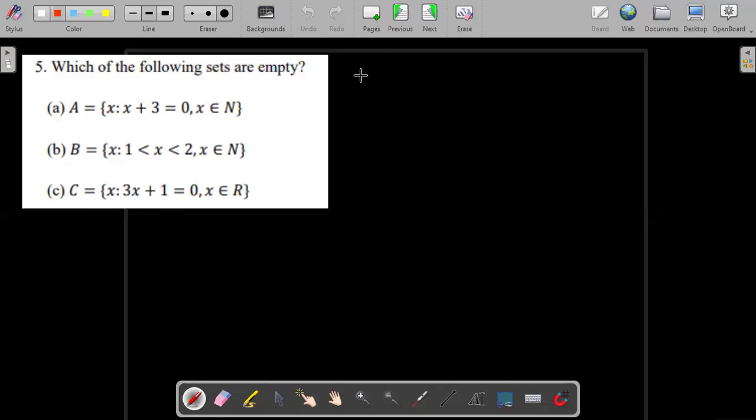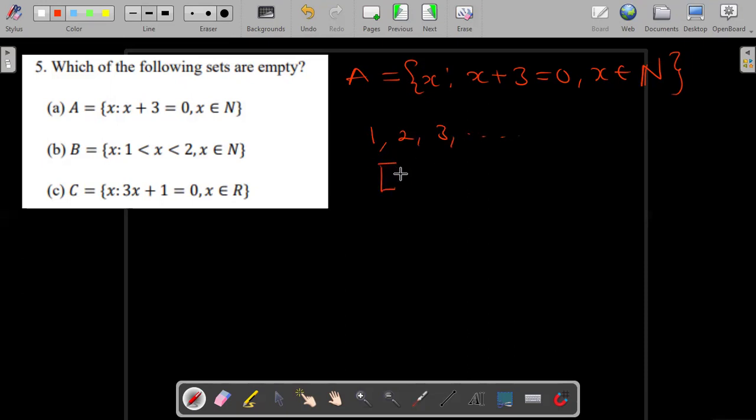So we will test them. We'll check question A. So A is equal to the set of all x such that x plus 3 equals 0, and they're telling us that x is a member of the natural numbers. If x is a member of the natural numbers, meaning x is part of the set that goes like 1, 2, 3, all the way up to infinity, which can be written in interval notation as from 1 all the way up to infinity. So this is the set of natural numbers.